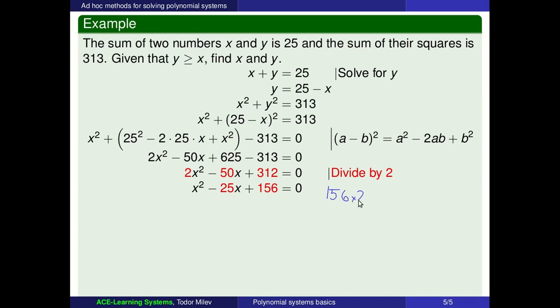156 times 2 is equal to 2 times 150 plus 2 times 6. So that's equal to 300 plus 12. So that is 312. So 312 divided by 2 is equal to 156.